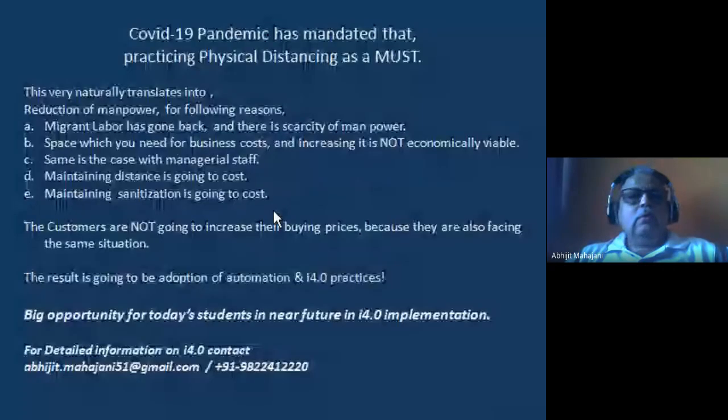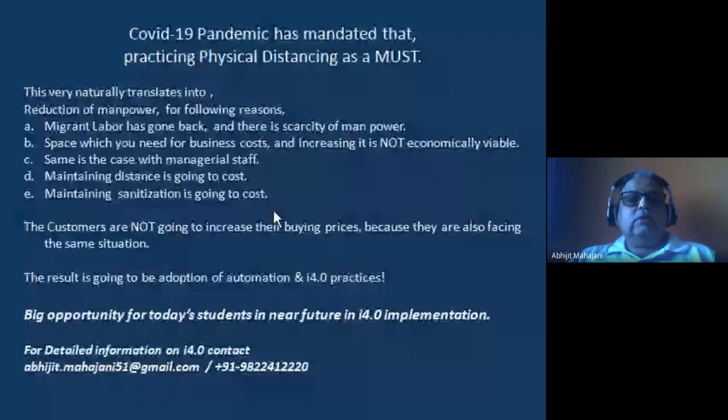See, this COVID-19 pandemic has mandated that practicing physical distancing is a must, and this is going to be a problem for most of the industry, because if you want everyone to give a lot of space around every person, you need a lot of space, and space is a cost. Naturally, there is a tendency to reduce people.